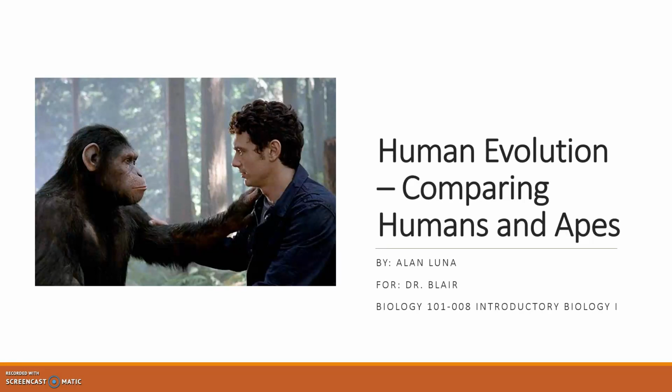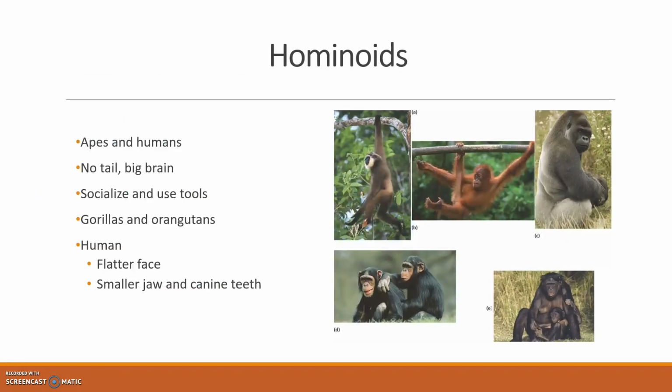Today I will be talking about human evolution, comparing humans and apes. Apes and humans belong to the hominoids group. The hominoids do not have a tail, they have a big brain, and they also have an upright posture.